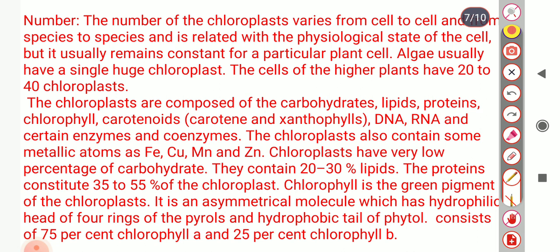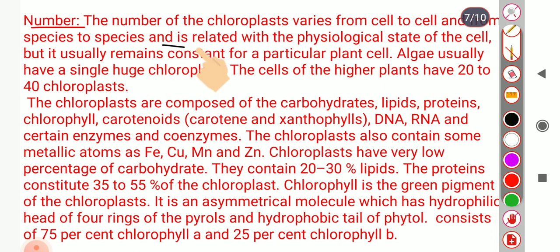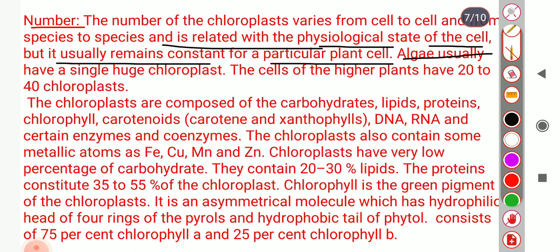Next, we talk about the number of plastids. The number of chloroplasts varies from cell to cell and from species to species, and it is related to the physiological state of the cell, but it usually remains constant for a particular plant cell. Algae usually have a single chloroplast. The cells of higher plants have 20 to 40 chloroplasts.